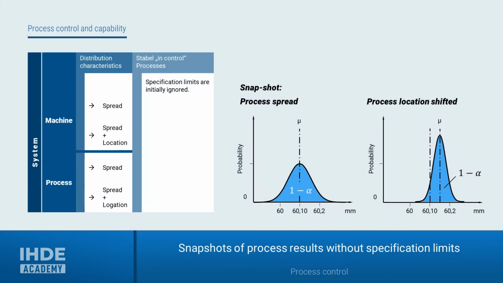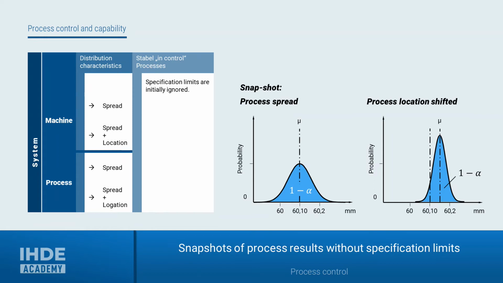As mentioned several times in earlier lessons, the spread and the process location have an influence on the product and on compliance with product specifications. When assessing whether a process is in control or not, the specification limits of the characteristic are not taken into account. A snapshot of two processes is shown on the right. The left side shows a process result with a broader spread and a process location on the nominal size. The right-hand side shows a process result with less spread and a process location that has shifted from the target value.